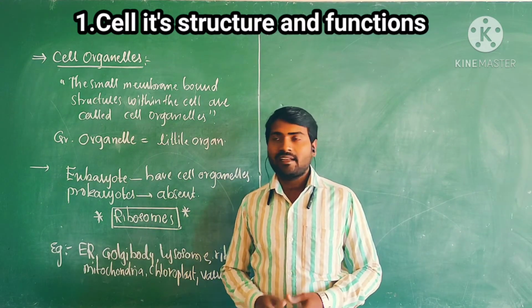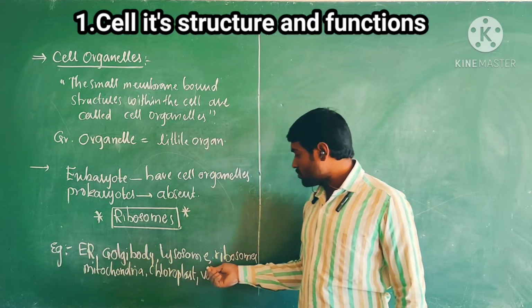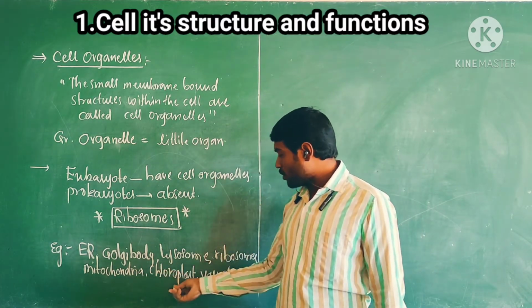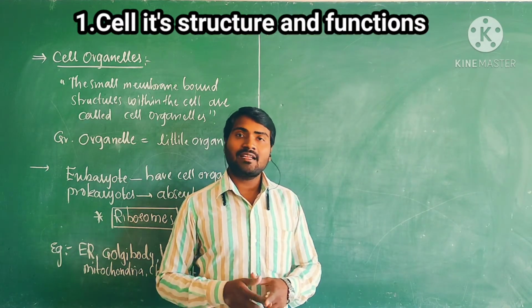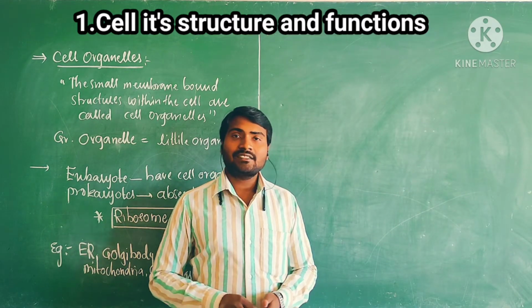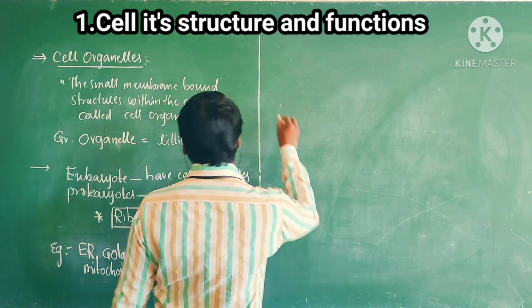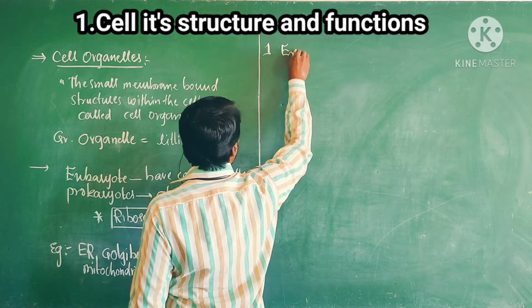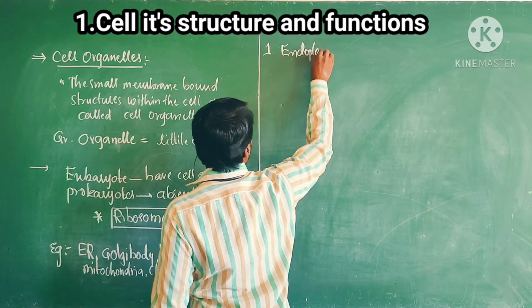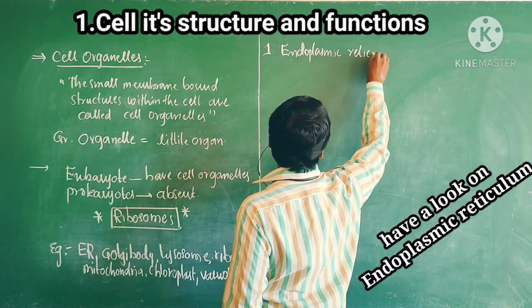Examples for cell organelles are the endoplasmic reticulum, Golgi body, lysosomes, ribosomes, mitochondria, chloroplast, vacuole, etc. So there are so many cell organelles present. Let us discuss these cell organelles one by one. First, endoplasmic reticulum.